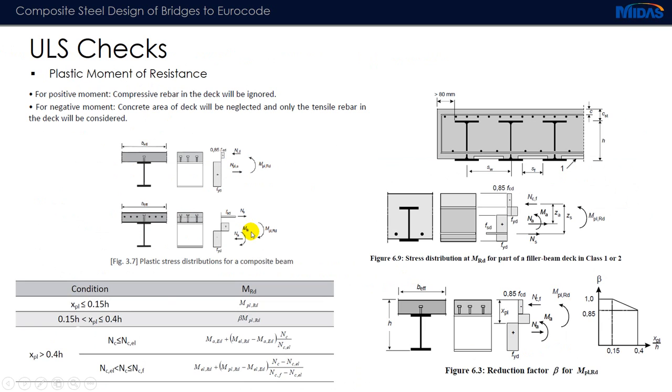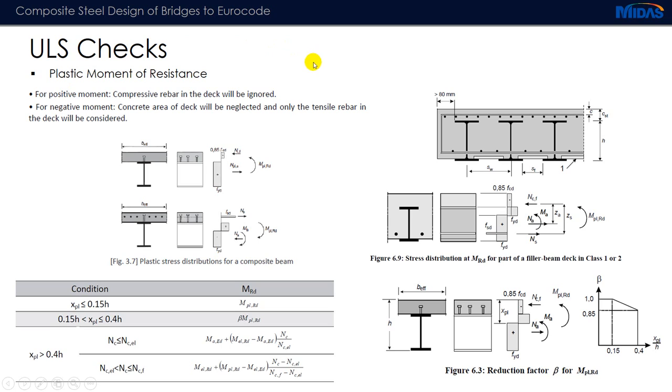Okay, so starting with the moment resistance check, there are two types of section checks that are done for moment resistance. First is the plastic moment of resistance. Any type of class 1 or 2 sections will be checked for plastic moment of resistance.